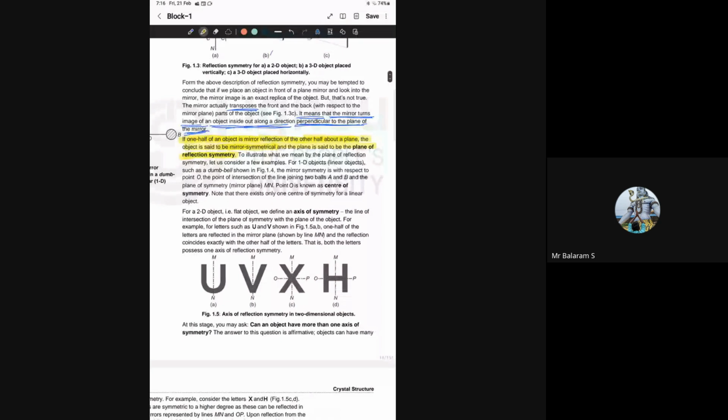Yes, sir. Symmetry and plane of symmetry. Sir, I have a question. Yes. What is the difference between inversion symmetry and reflection symmetry? Are they different? Let me tell you from a mathematical point of view first, then I will explain pictorially.